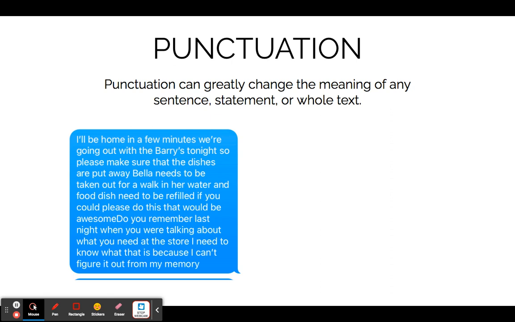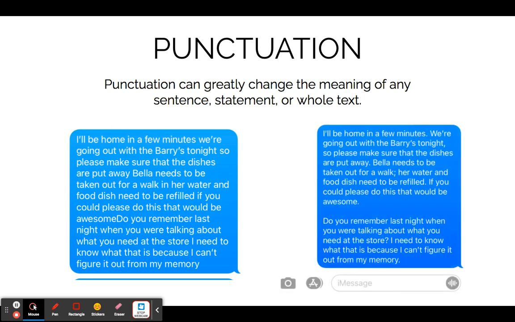That was all in one breath because there's no punctuation, and it was really frustrating to read that and go, okay, what are you trying to say? So punctuation can transform something that looks like this to this.